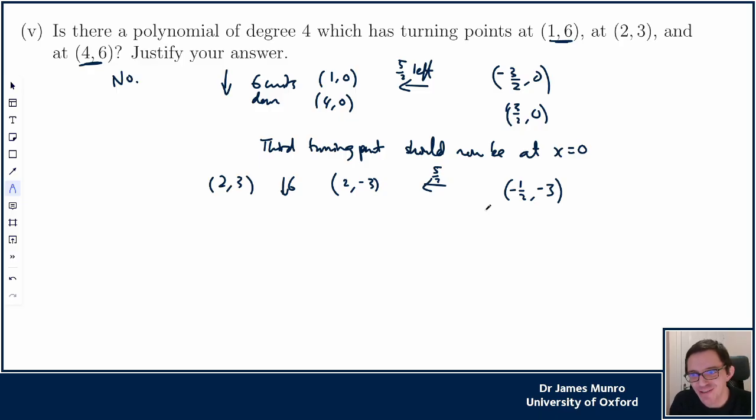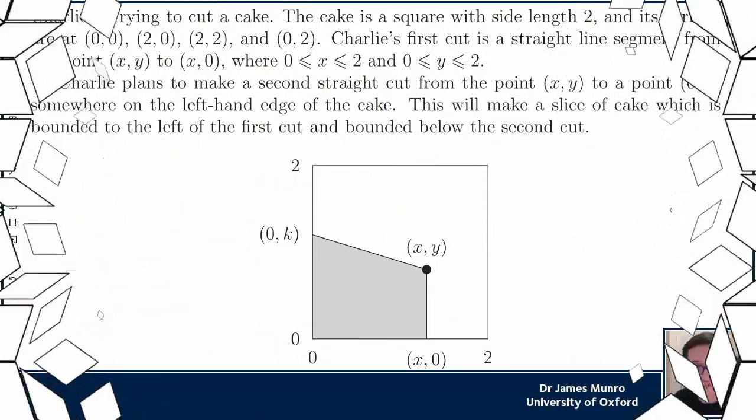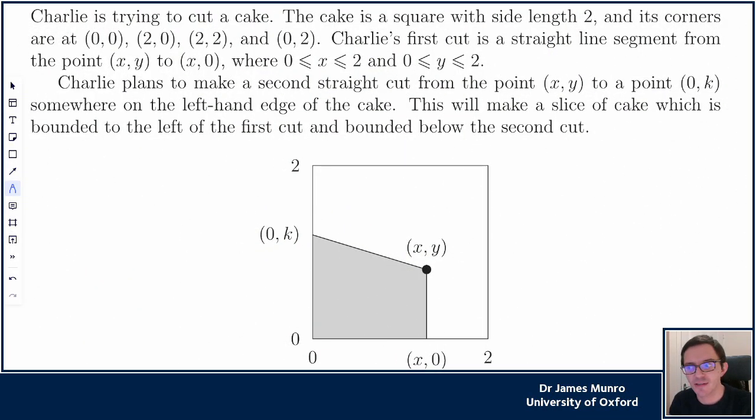There's also a method where you write out all of the coefficients of the polynomial. There are 5 coefficients of this polynomial, and you try and solve simultaneous equations to make it go through all 3 points and have turning points at all 3 points. It's a lot of maths that I'm not going to do on the screen now. And that is the end of the question. Question 4. Before we look at part 1, let's try to understand what's going on.